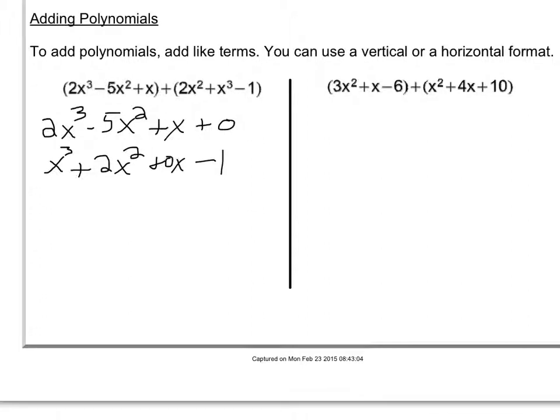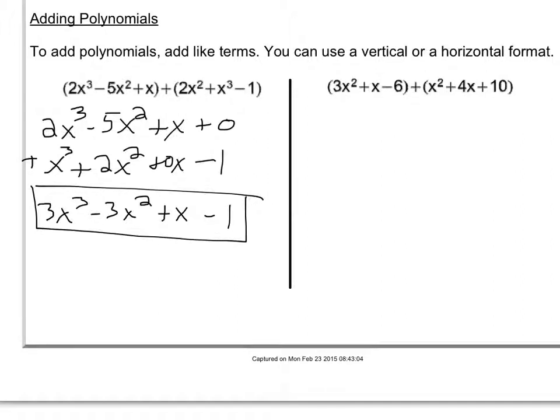Now we're going to complete a process that's very similar to when we first did elimination for systems of equations. I'm going to add straight down. 2x cubed plus x cubed is 3x cubed. Negative 5x squared plus 2x squared is negative 3x squared. x plus 0x is just x. And 0 plus negative 1 is minus 1. And that's actually just going to be your answer. Nothing else is going to combine. There's nothing else further that we have to do with it.